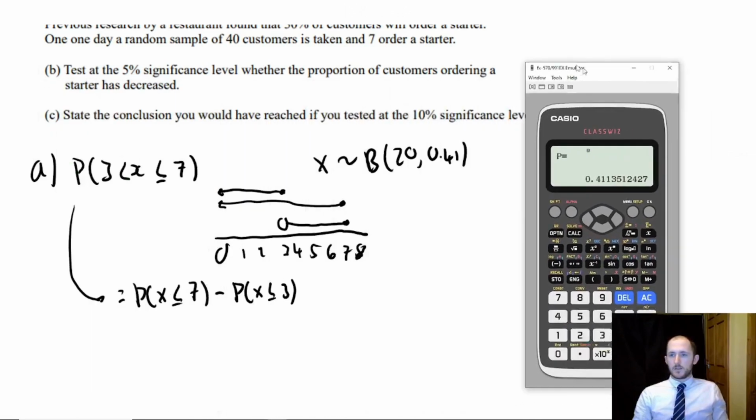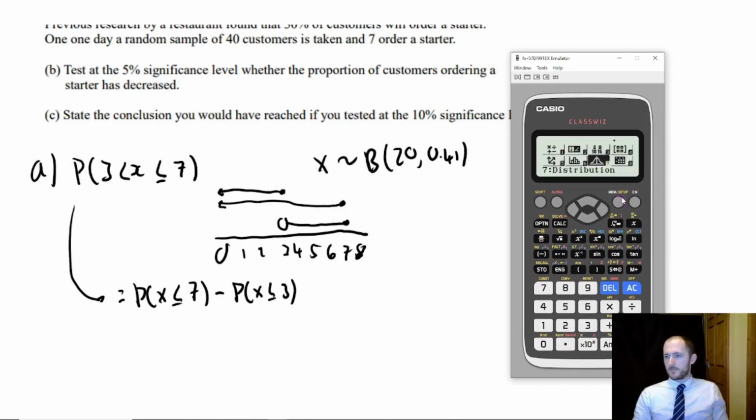Okay. So in the meantime, binomial CD, and again we're just entering in the values. So x is 7 in this case, n is 20, and p is 0.41. And that gives me 0.3804.